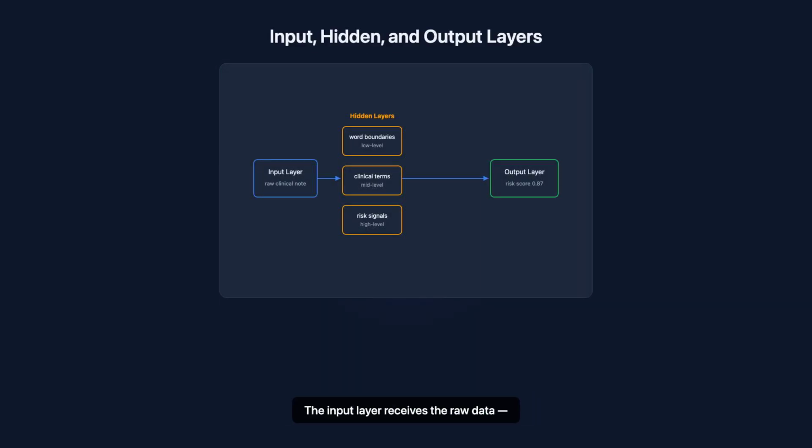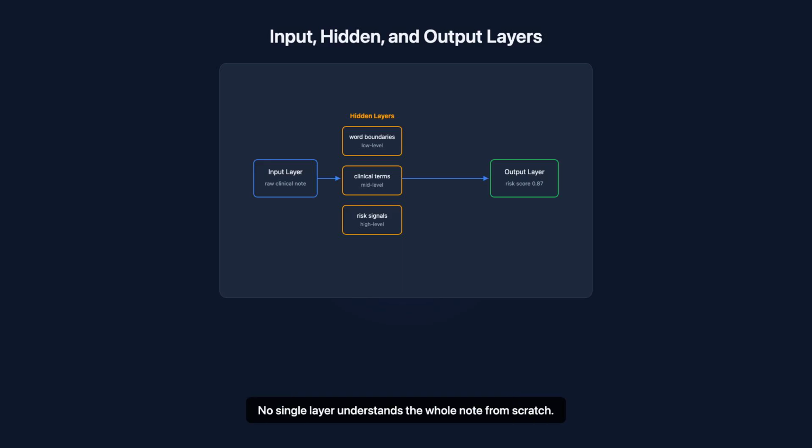Every neural network has three kinds of layer. The input layer receives the raw data. Here, the clinical note is plain text. Then come the hidden layers where the real work happens. Picture a radiology department where an X-ray passes through increasingly specialized reviewers. The first spots word boundaries, the next recognizes clinical terms, and a later one identifies risk signals. Each reviewer builds on the one before. Finally, the output layer produces the results, a risk score of 0.87.